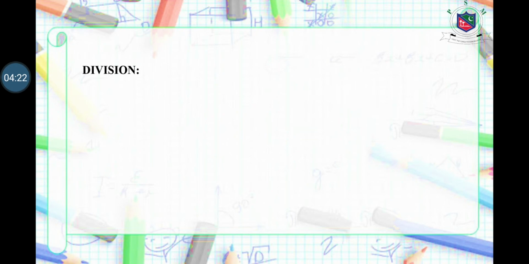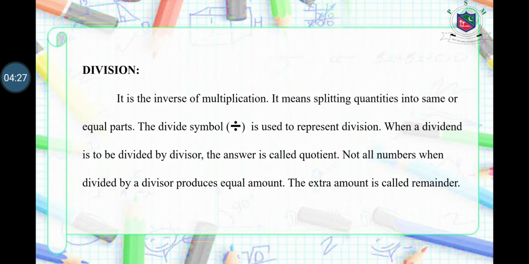Yes, now we have to recall about division. Dear students, division is the inverse of multiplication. It means splitting quantities into same or equal parts. The divide symbol is used to represent division. When a dividend is to be divided by divisor, the answer is called quotient. And dividend, divisor and the quotient are the terms used for division.